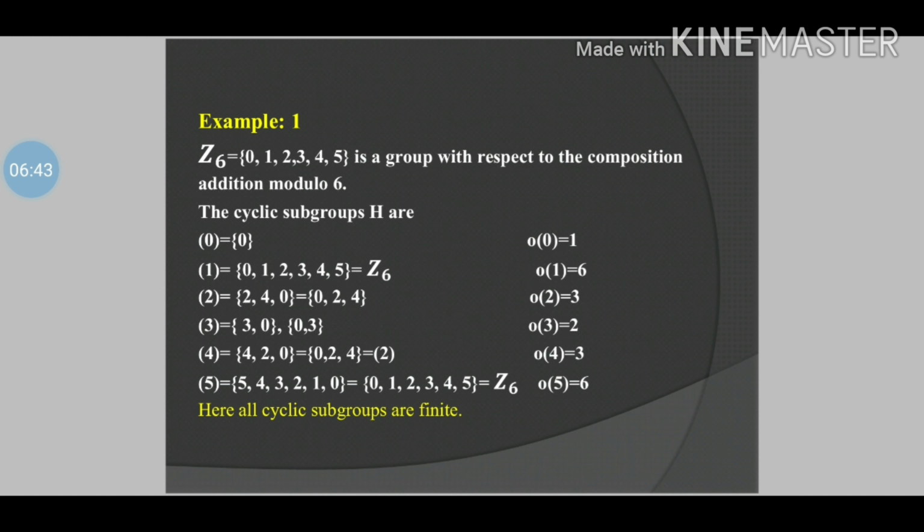Also consider cyclic 5. There we get Z6 itself. So here all the subgroups are finite. Actually, the group itself is finite. Therefore, we get only finite subgroups. Here, two cyclic subgroups are equal to the set Z6, that is cyclic 1 and cyclic 5.